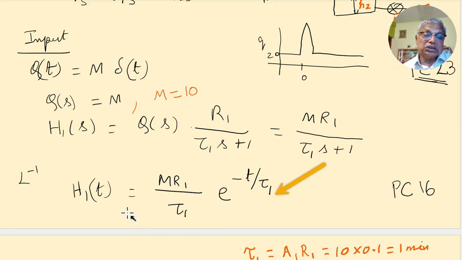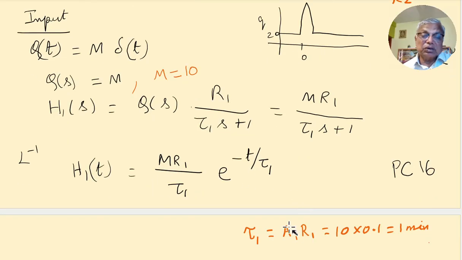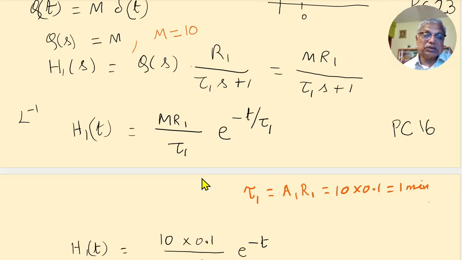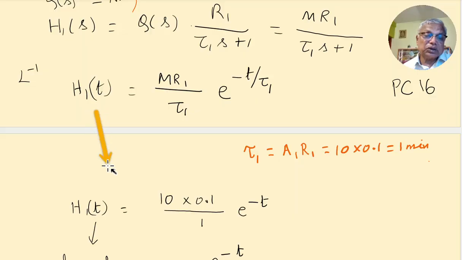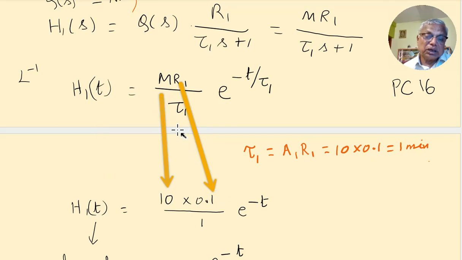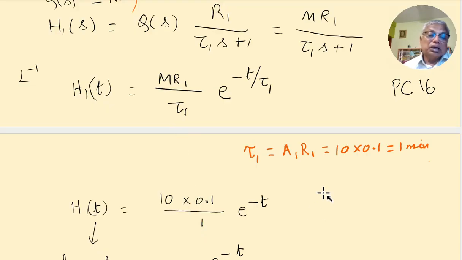Now all we have to do is simplify this equation, substituting the constants tau 1, R1, M, etc. Now what is tau 1? For a tank, tau is equal to A into R. So tau 1 is A1 into R1. A1 is 10. R1 is the resistance, 0.1, given in the data. So tau 1 equal to 10 into 0.1, 1 minute. So let me substitute these values here. H1(t) equal to M is 10, R1 is 0.1, and tau 1 is 1, e power minus t, tau 1 is 1. So this is the equation for H1(t).